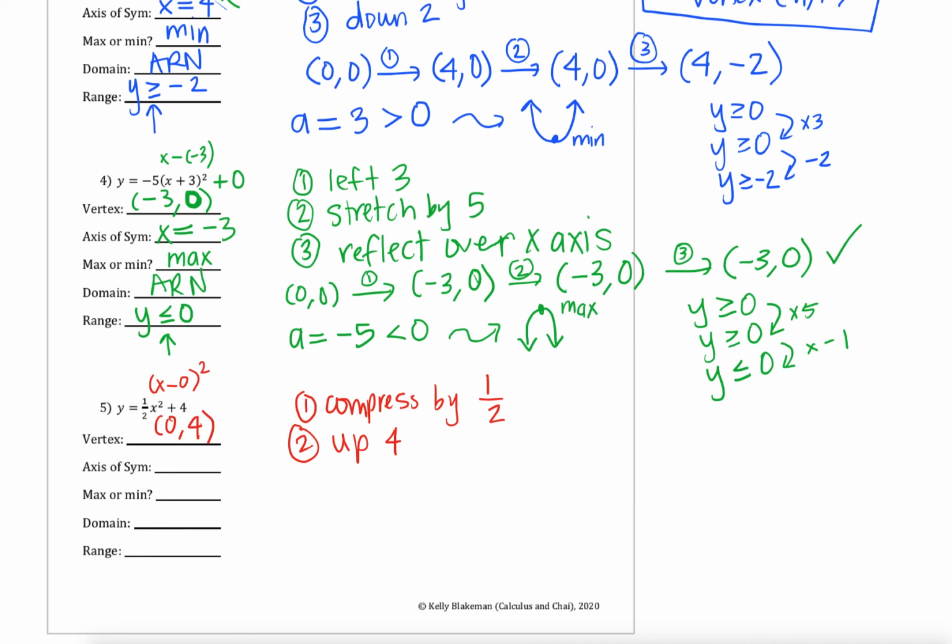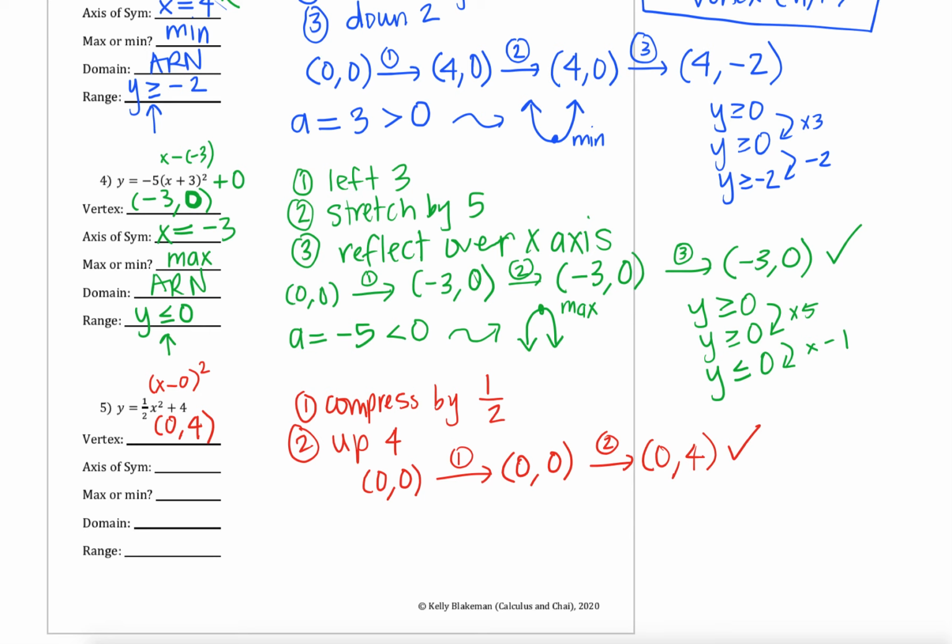I can verify that by applying my transformations to 0, 0 and seeing where it ends up at. So if I apply my compression by 1/2, I'm multiplying the y component by 1/2, but 0 times anything is still 0. Then my second transformation tells me that I'm adding 4 to all of the y's, so I end up at 0, 4, which matches up with what we could read from our vertex form.